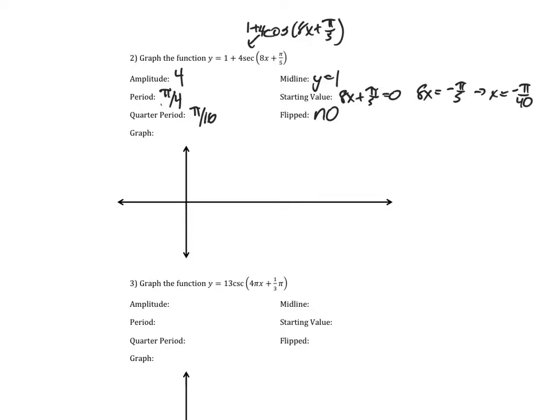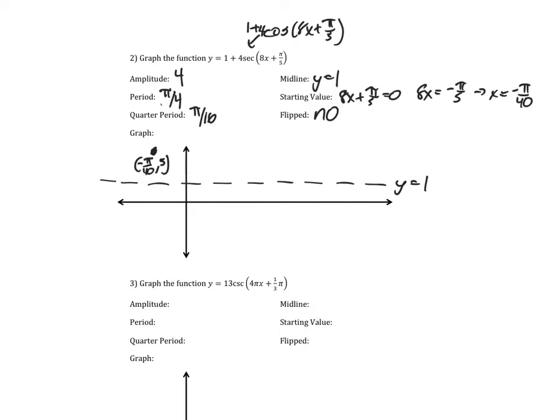And is it flipped? No. Okay, it's not flipped. So again, we're going to graph cosine first. We're going to graph the midline of y equals 1. I'm going to start at negative pi over 40, and remember, I'm going to start above the midline, which would bring me to negative pi over 40, comma 5. Right, so this point here, negative pi over 40, comma 5.